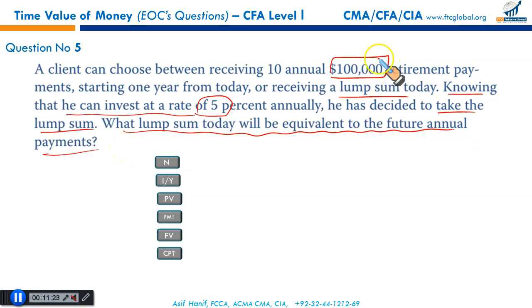He wants to go for a lump sum, so this $100,000 payment every period, after every 1 year, it's worth what in the present terms. So there are 10 periods. Interest rate is 5.